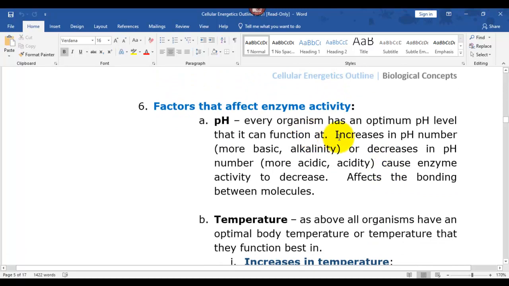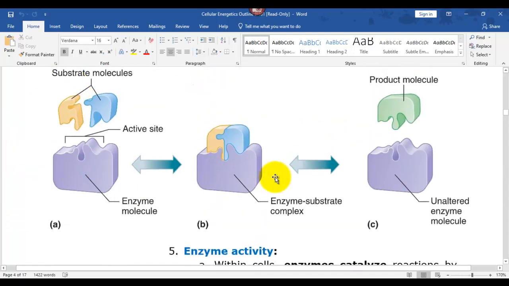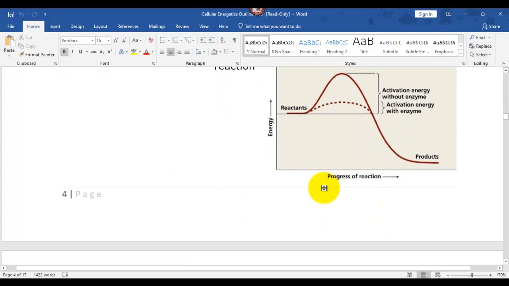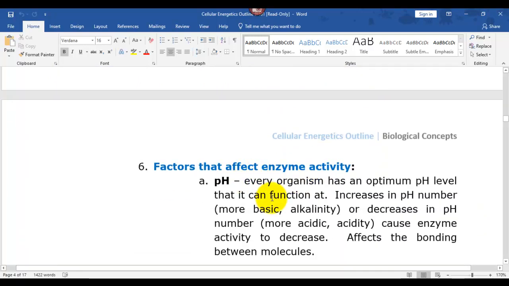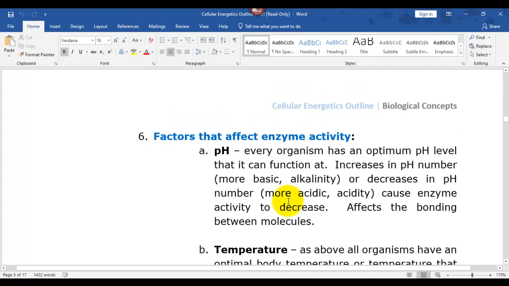Now, you're going to do an experiment for this in lab. What are some factors that affect this right here? Okay, what affects this? pH. Remember the scale we went over last week? It goes 0 to 14. Every organism has an optimal pH, and it does vary depending on what you're talking about.